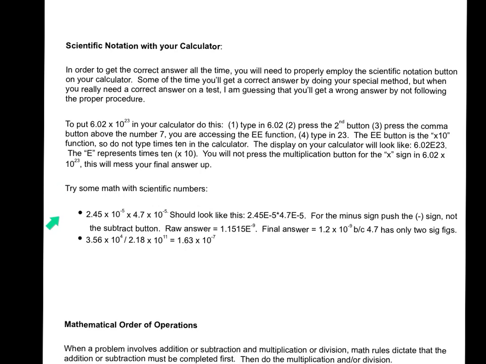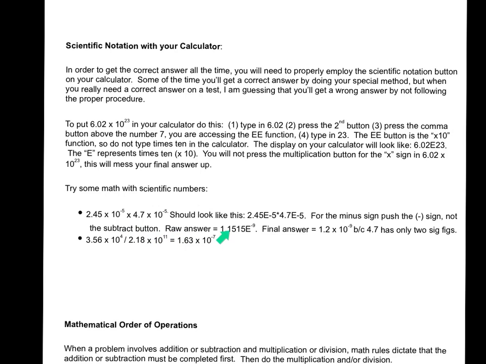So let's try some math with scientific numbers, scientific notation. 2.54 times 10 to the minus 5th times 4.7 times 10 to the minus 5th. So in your calculator, it should look like this, 2.45 E minus 5, and then the times sign, which is that little star, 4.7 E minus 5. And you have to keep sig figs in mind. That has 2 sig figs, and that has 3, so your final answer can have only 2 sig figs. And just a reminder, to get that minus in there, you plug the minus sign, not the subtract sign. The subtract button will get you somewhere else.